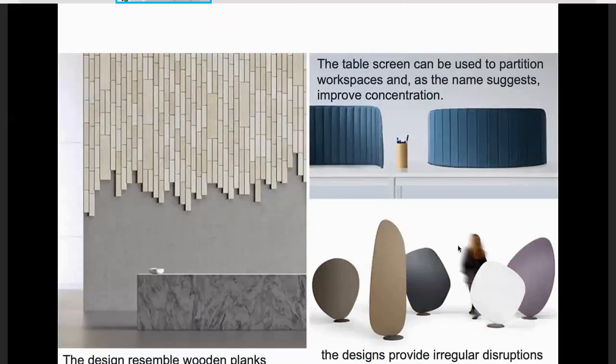Okay, so for example, this one normally people use in hotels. This panel actually resembles a tile or maybe timber, timber tiles. So it resembles wooden planks that offer sound absorbing. And then, for example, this is a working space table screen where you can block. It provides privacy, but at the same time it blocks sound, noise as well, from one cubicle to another cubicle. This is another screen.